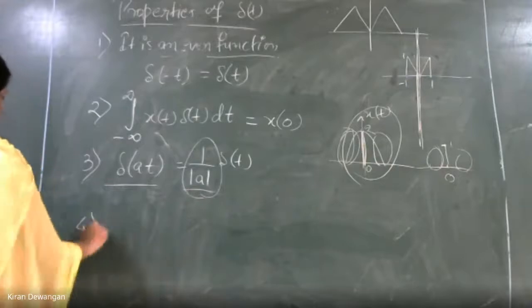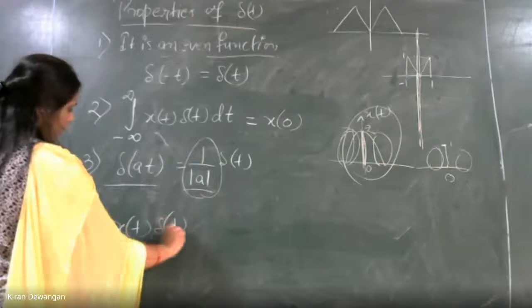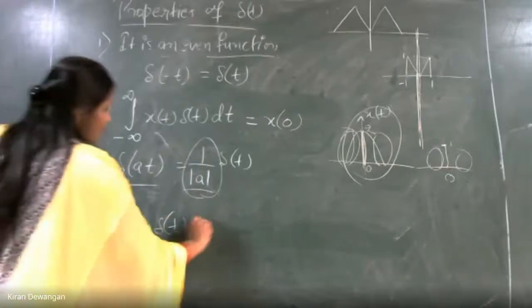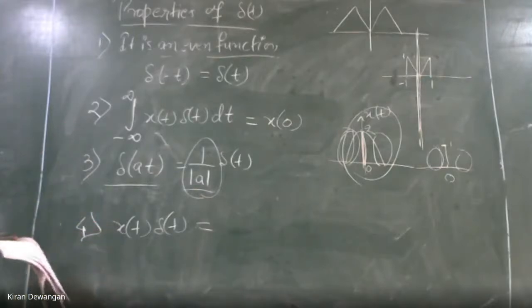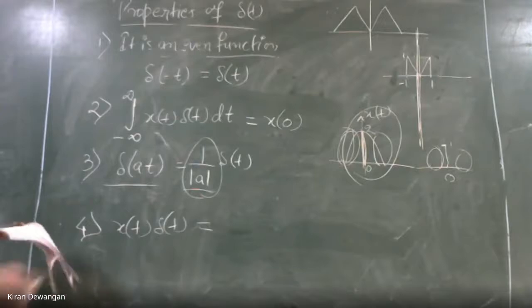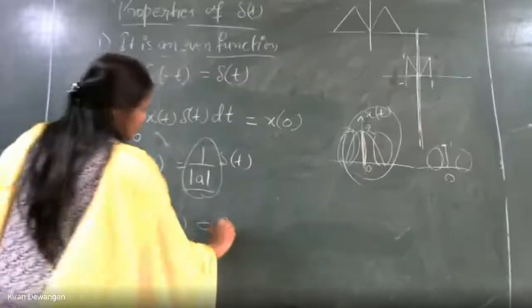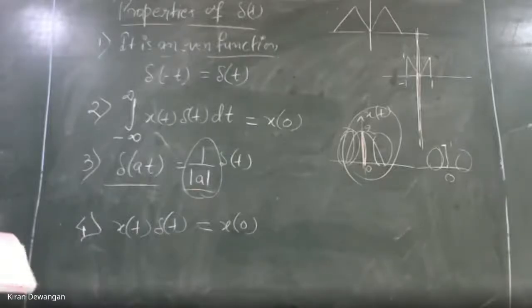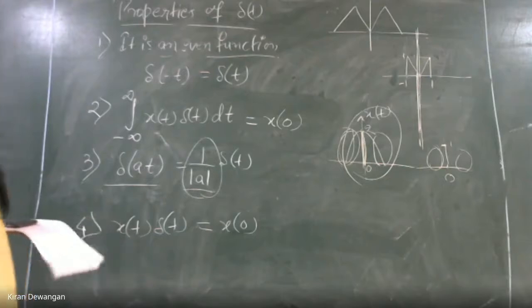Now the fourth one, x of t into del t. What will this be? This is also simple. It is just like the second property. What will it be? Tell me quickly. X of 0, just x of 0 at t equals 0. Correct. So this is our fourth property.